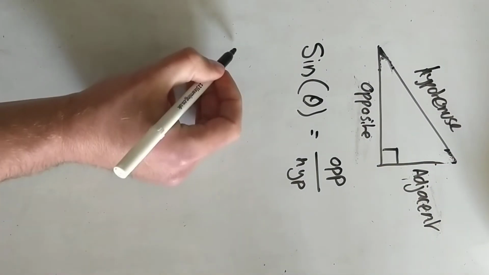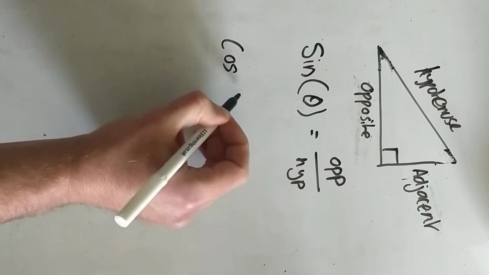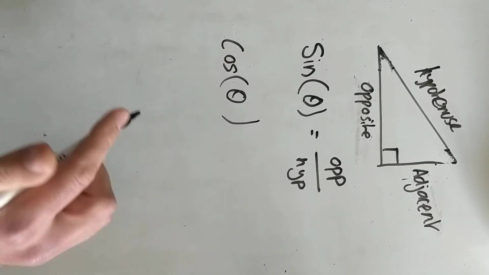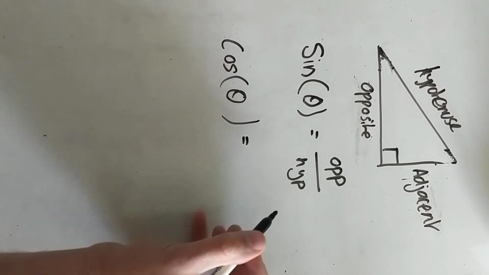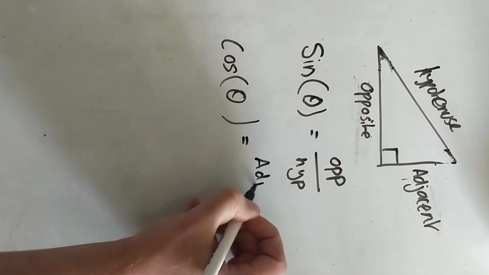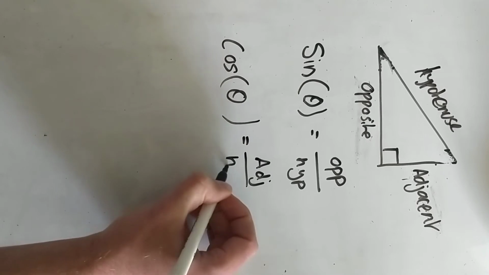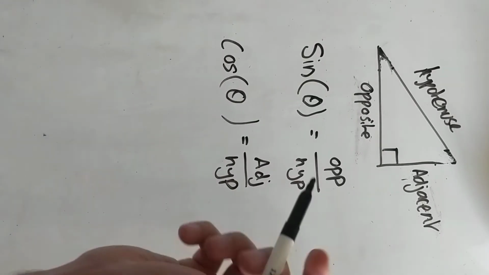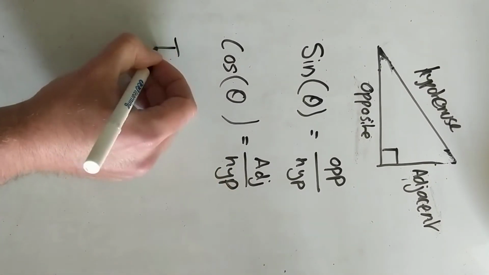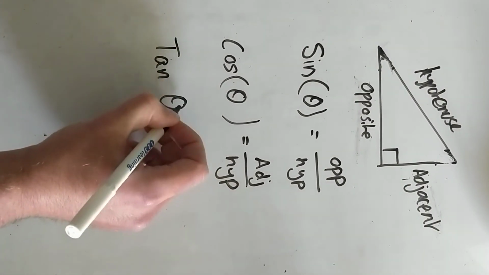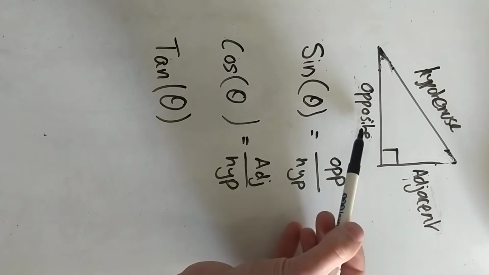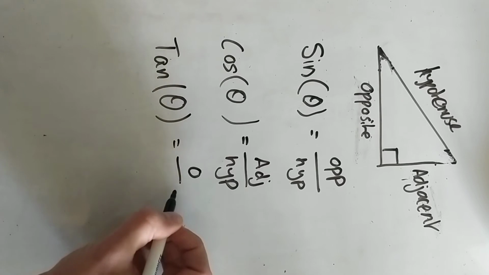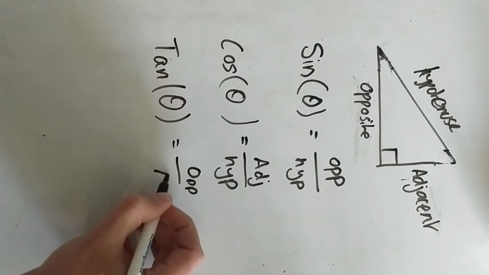The next one is the cos ratio. You'd use cos when the ratio involves the adjacent and the hypotenuse. Now there's one last ratio, and that is the tan ratio, and that is with the other two sides. That's with these two sides, and that is the opposite over the adjacent.